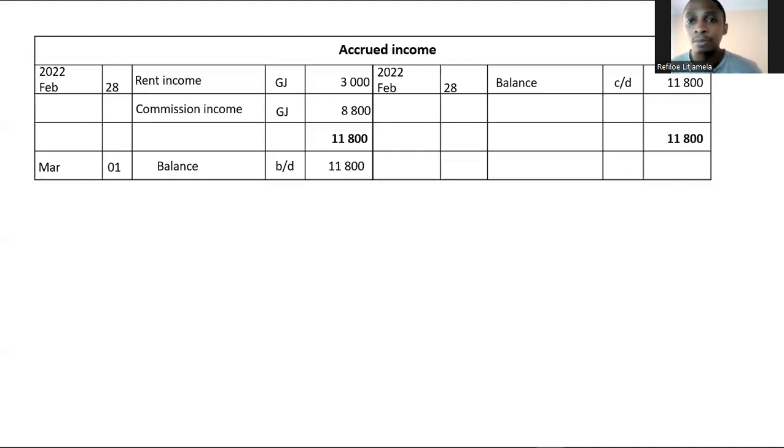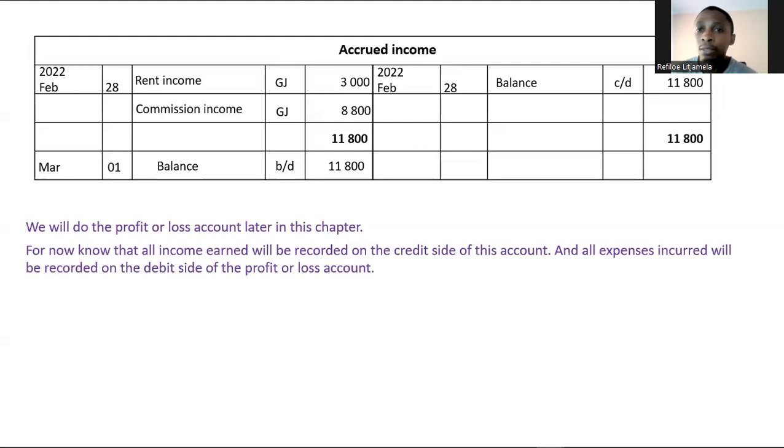As I've said, we will do the profit or loss account later. In most cases, I prefer to do the statement of profit or loss because they're pretty much the same, okay? And for now, guys, all we know is that all income earned will be recorded on the credit side of the profit or loss account, and all expenses incurred will be recorded on the debit side of the account.